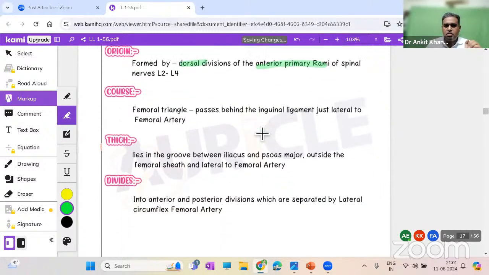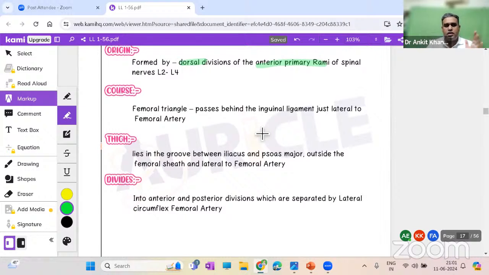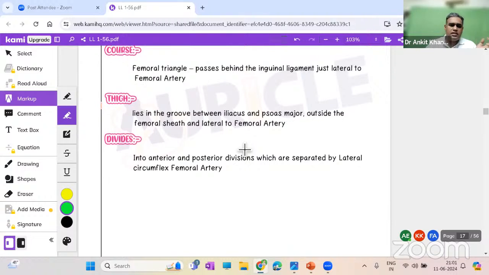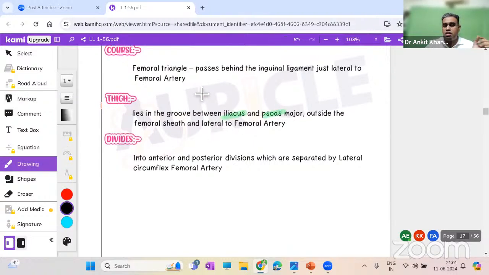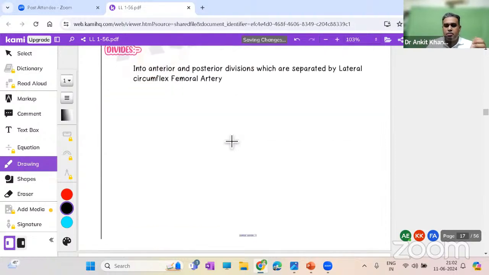Course: we know it is in the femoral triangle, passing lateral to the femoral artery. Remember the mnemonic NAVEL from lateral to medial, for all these structures. In the thigh, it passes between iliacus and psoas. That can be a good MCQ question. The question will be: the structure lying at the iliopsoas groove, that is between iliacus and psoas major, what is it? Femoral nerve is the answer.